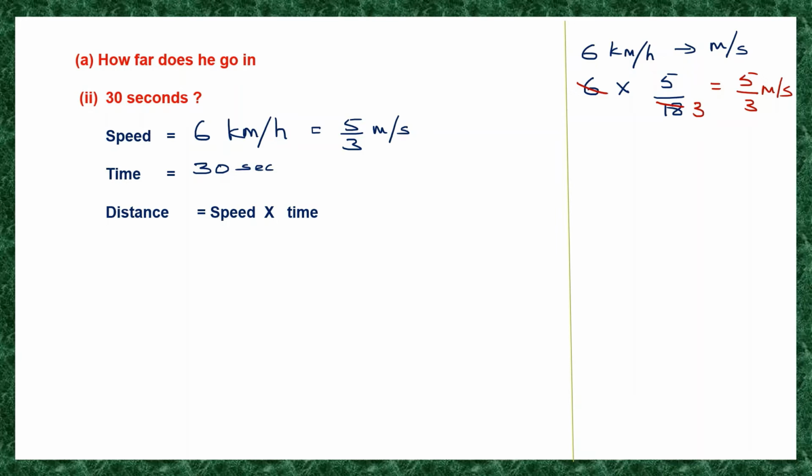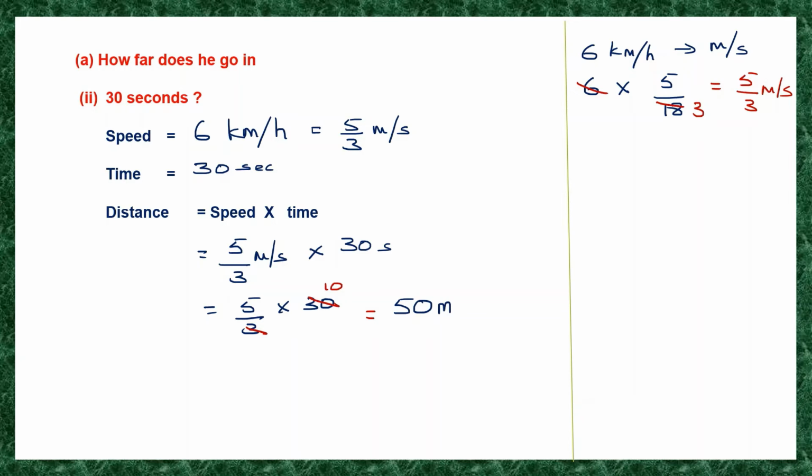So kilometer per hour, when we need it, we'll use that. Now since we need seconds, we have converted it to meter per second. Now let's use it. Speed is 5 by 3 meter per second into time is 30 seconds. So let's simplify this. 5 by 3 into 30. Cancel. 3 tens are 30. Now multiply 5 into 10 is 50. So the distance covered in 30 seconds is 50 meters.